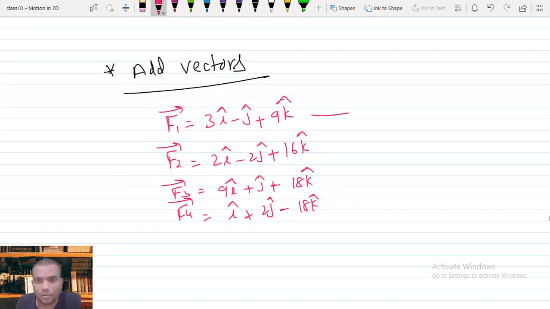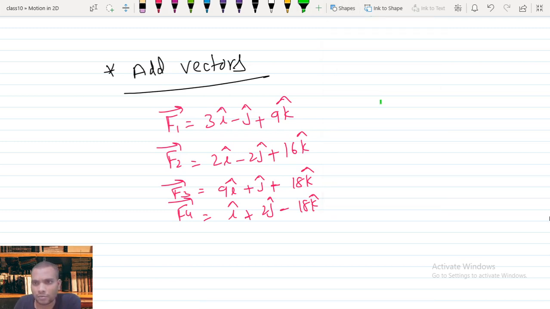Suppose these are the four forces which are acting on an object. So force is a vector. The first vector is F1 equal to 3i cap minus j plus 9k, and F2 equal to 2i minus 2j plus 16k, and F3 equal to 9i plus j plus 18k, and F4 equal to i plus 2j minus 18k.